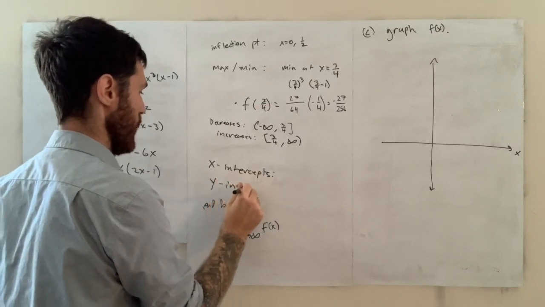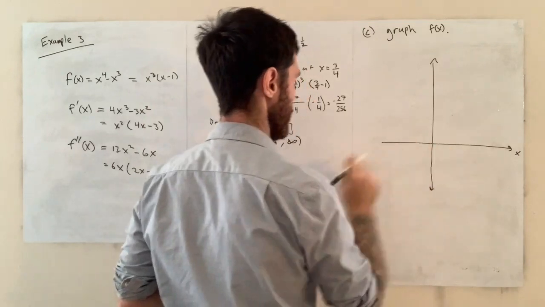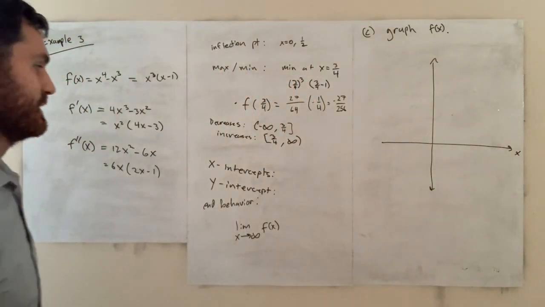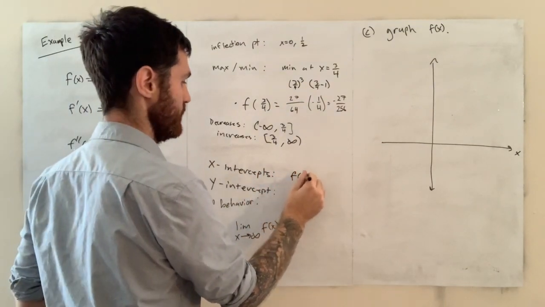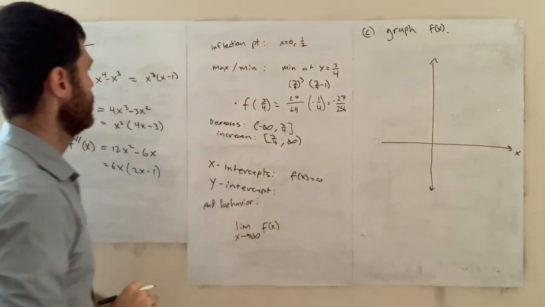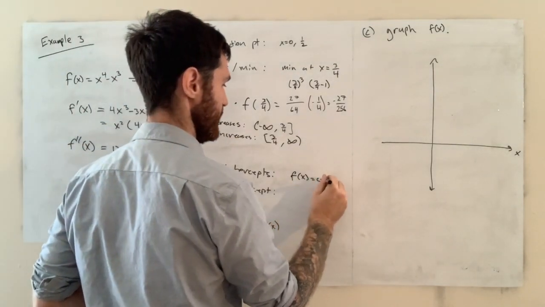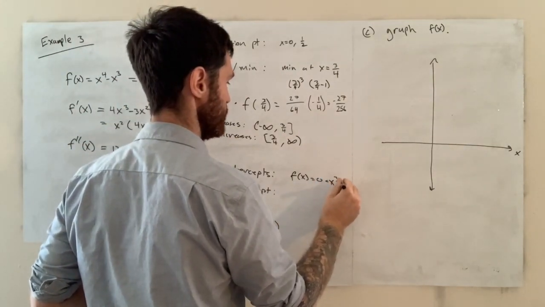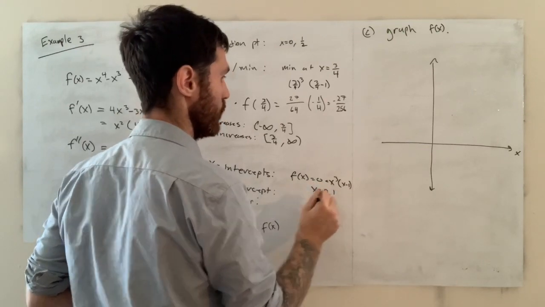That's going to be where it crosses the y-line, so when x is equal to 0. So this is where your function is equal to 0. Well, if our function is equal to 0 and our function looks like this, x cubed times x minus 1, this means x is going to be equal to 0 or 1.